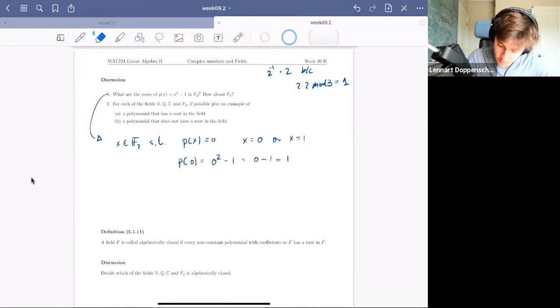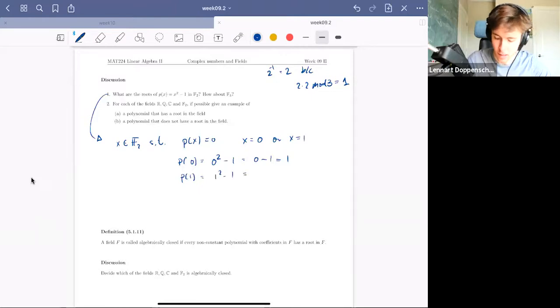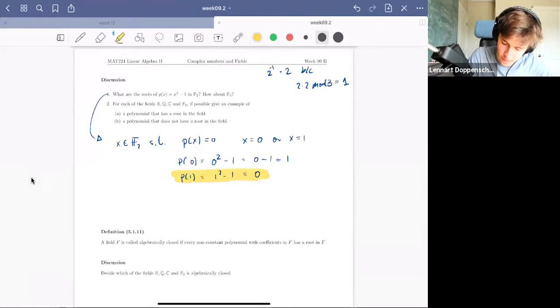All right, what about 1? If you compute p of 1, then we'll get 1 squared minus 1. And 1 times 1 is indeed 1, even in F2. So this is 0. So this means the root is 1 in F2.